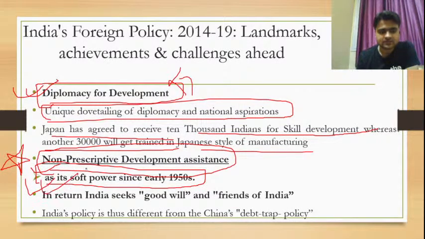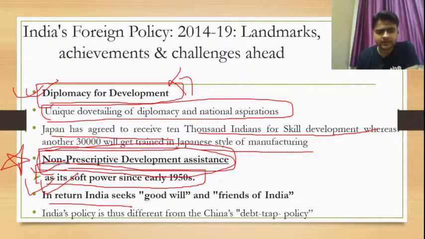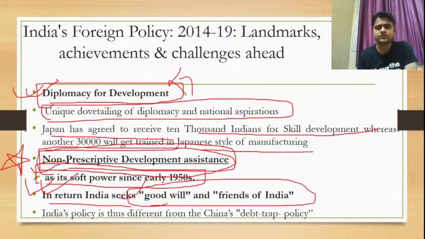We are practicing this non-prescriptive development assistance. This is a very, very important keyword. And in return, India only seeks goodwill and friends of India. That's it. We do not impose any prescriptions like, if you will do this, then only this aid is applicable. We don't do this. We simply tell them that in return you have a goodwill partnership with us and you be our very good and reliable friend.